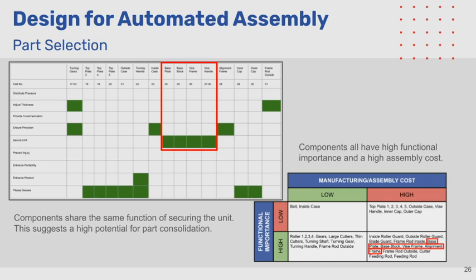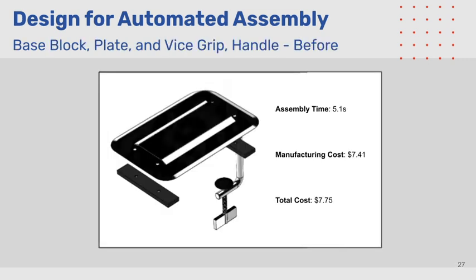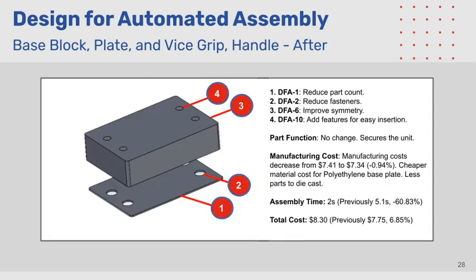This is the subassembly of our base before redesign. As one can see, the vice frame and handle are connected to the base plate to complete the assembly. The total handling and insertion cost of the assembly prior to redesign was $7.75 per part. The assembly time is 5.1 seconds. Our modified design for the base subassembly improved our automated assembly time.